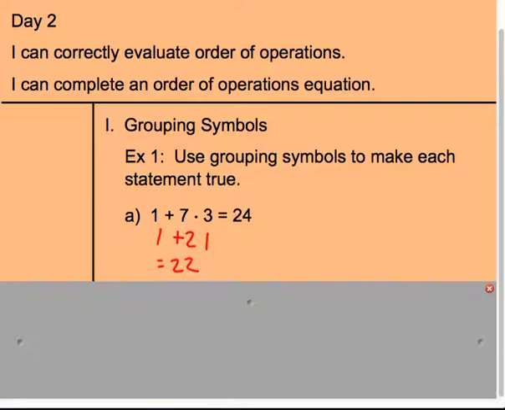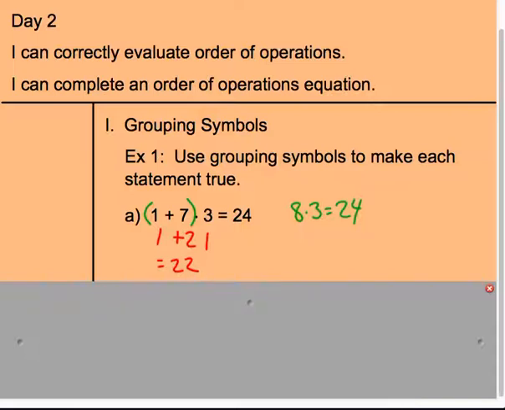Well, we really only have two options in this case. We can put grouping symbols around the 1 plus 7, or we could put grouping symbols around the 7 times 3. Grouping symbols around the 7 times 3 doesn't change anything because we are supposed to multiply before we divide. So I'm going to go ahead and get those out of there. And let's check this out and see what happens. If I add 1 plus 7 first, 8 times 3 does give me 24. So that will be where we want to place those grouping symbols.